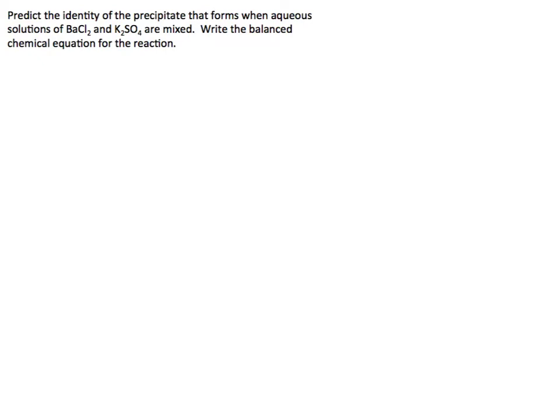Alright, practice problem 4.3. Predict the identity of the precipitate that forms when aqueous solutions of barium chloride and potassium sulfate are mixed. Write the balanced chemical equation for the reaction.